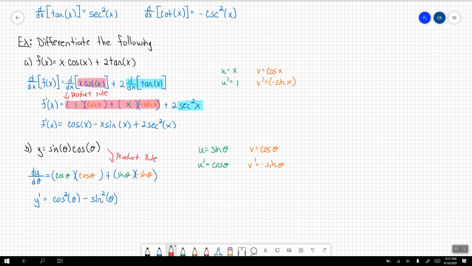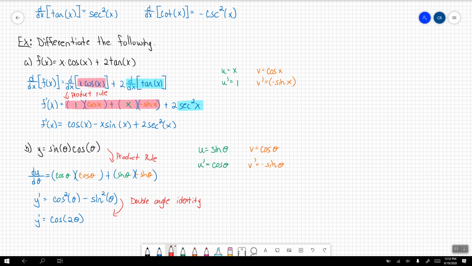Cool. But look at that last one. Can we simplify? I think we can. That last one simplifies into cosine of 2 theta. We actually used a double angle identity. If you can use double angle identities, Pythagorean identities, any identities that you developed in trigonometry, you're more than welcome to, and it's encouraged that you do use them.